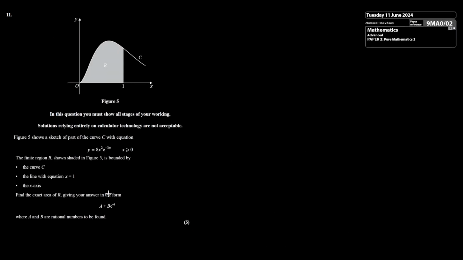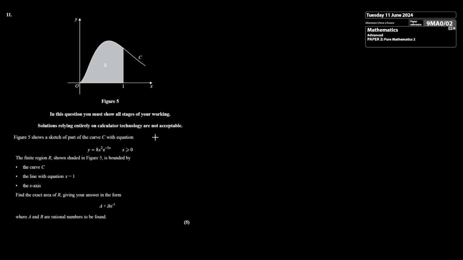Question 11, and we're presented with a relatively straightforward integration question. We've got a curve C, here's the equation, and we've got to work out the area under that curve from the limits of 0 to 1. So the whole thing rests on being able to integrate this. We've got an x squared, we've got an e to the minus 3x. This is going to involve integration by parts.